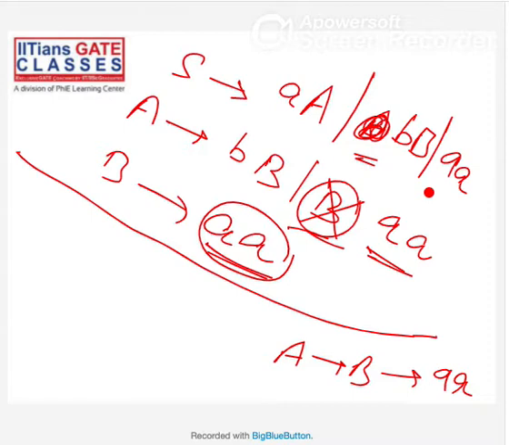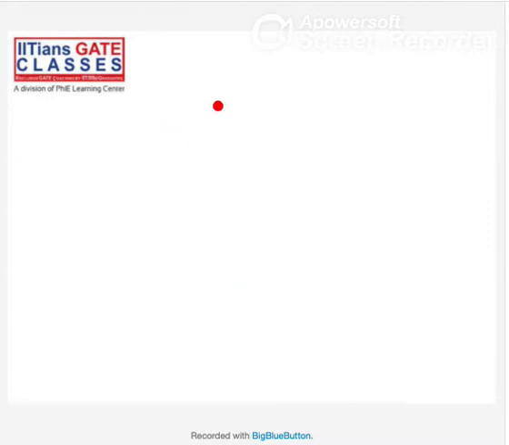Okay, so this is how you can solve it. This is how you can remove the unit production very easily. When you are removing a unit production, you put everything that that symbol is deriving on the RHS. So this is how you can remove the unit production. For example, you can take this example.